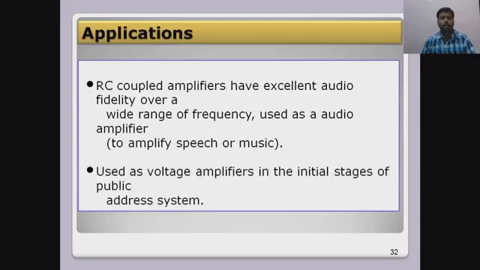So it is used as a voltage amplifier in the initial stages of the public address system, as the public address system is also used to amplify speech or music. So the first initial stages of the PA system use the RC coupled amplifiers.